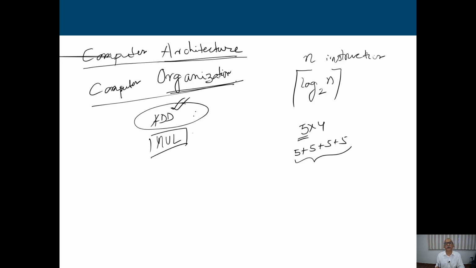So in this course, we are going to discuss issues related to both computer architecture and organization. With this, today I'll stop my lecture. Tomorrow, in the next lecture, we are going to continue with the instruction format and we may look into the addressing modes. Thank you very much.